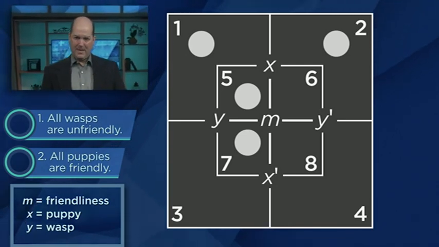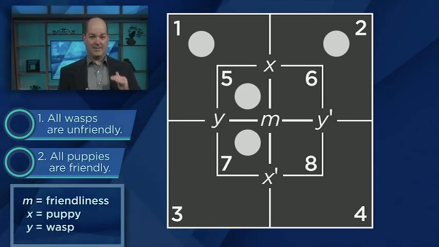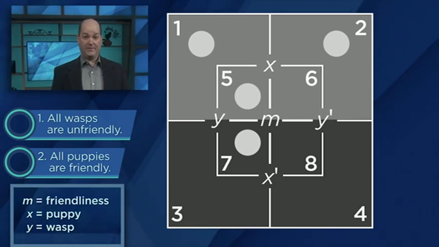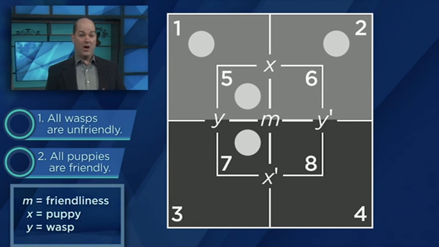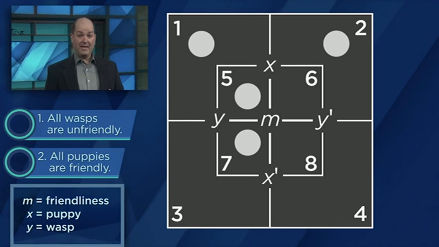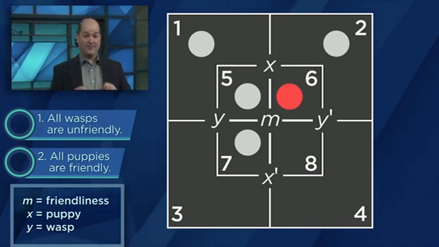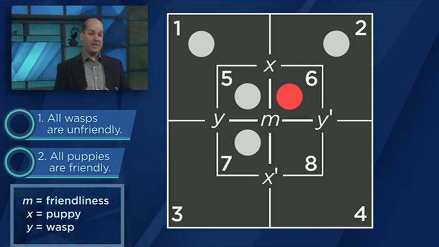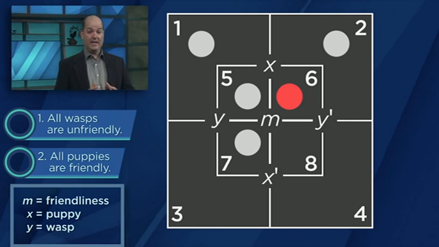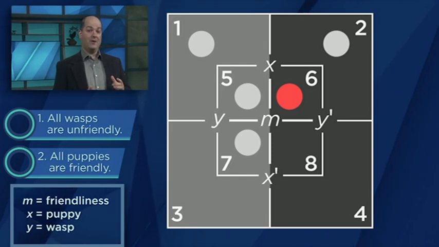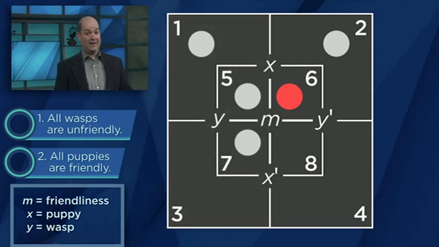Well, let's see. The puppies are found above the central horizontal line in regions 1, 2, 5, and 6. But we already know that 3 of those regions are empty. That means we know that region 6 must have a red counter. And where do the wasps live? Well, wasps are found to the left of the vertical line in regions 1, 3, 5, and 7. But we already know that 3 of those regions are empty as well, and that means there must be a red counter in region 3.